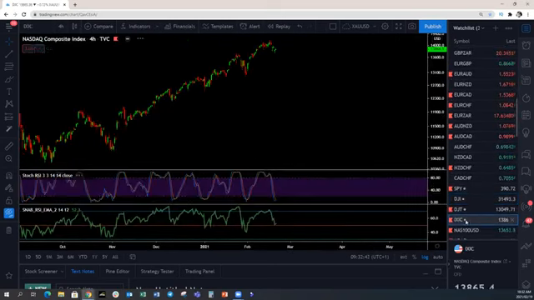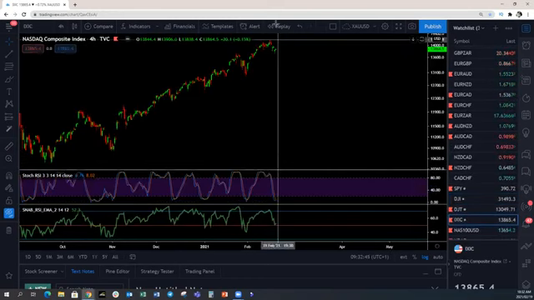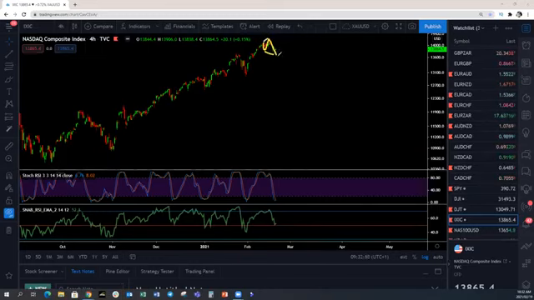Nasdaq setting up nicely on the 4 hour. So these are 4 hour setups. We expect continuation to the upside. Similar to this was a 4 hour setup. When they broke out of here, expect the same thing, another leg higher.